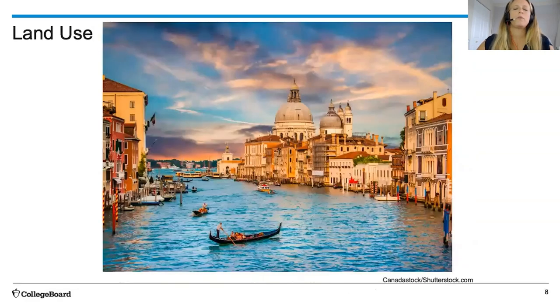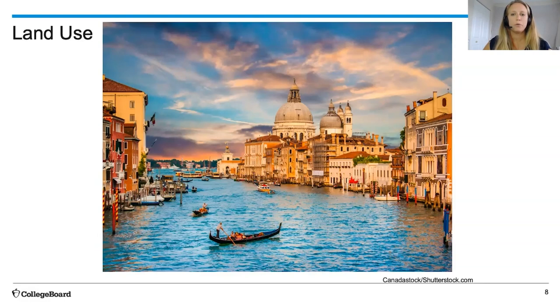Let's do another one where we focus on the land use. So land use here is devoted mainly to this giant canal, right? Where clearly this canal is used for both transportation, and it looks like there's houses going right up next to it.